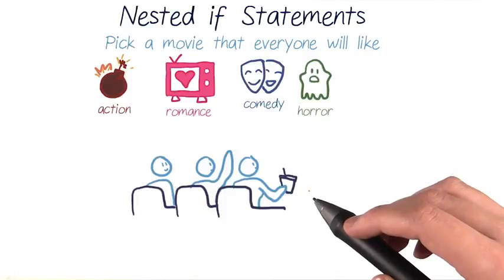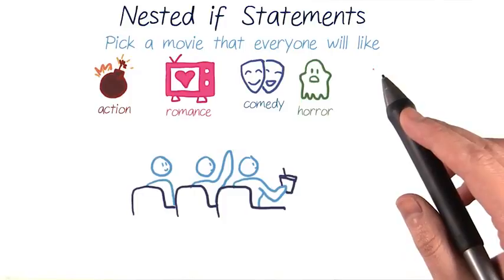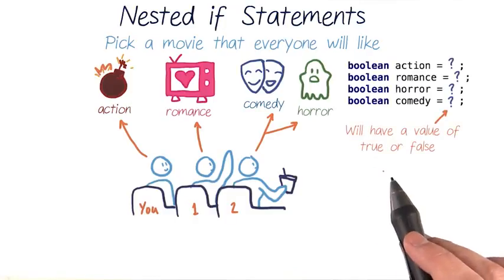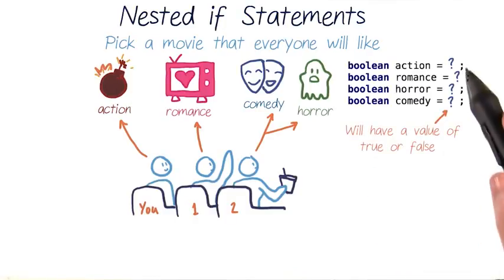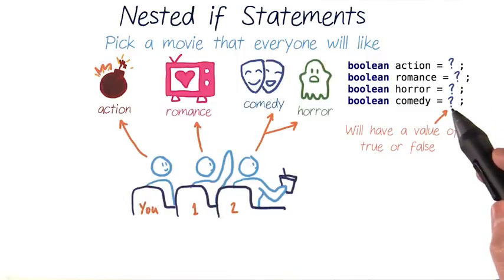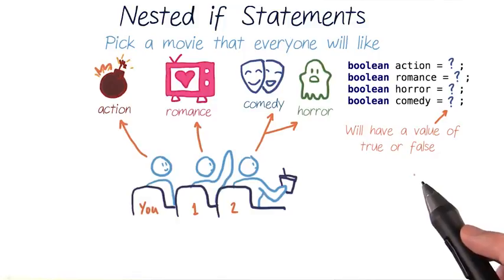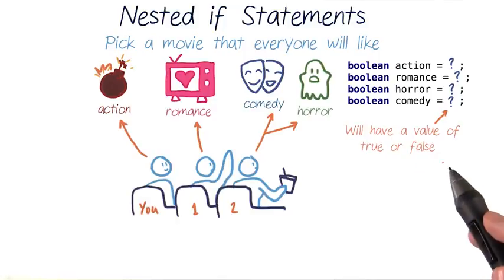Say you have a couple friends coming over to see a movie, and you're trying to write a program that will pick a movie that everyone will like. You only like action movies, but you know friend 1 only watches movies that have romance in them, and friend 2 only watches movies that have either comedy or horror. Given these 4 Boolean variables that store whether a movie includes action, romance, horror, or comedy, all true if it does and false if it doesn't, what if statement can we write to choose a movie that everyone can enjoy?